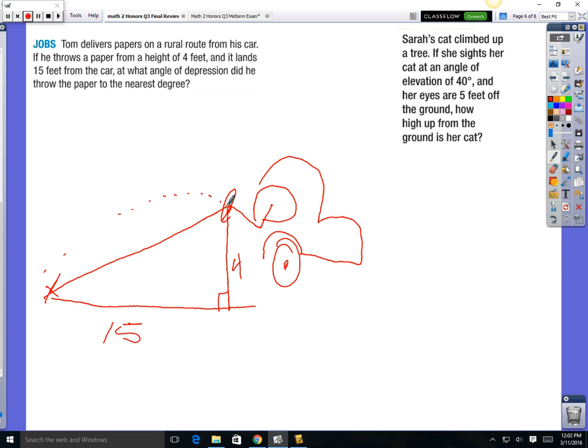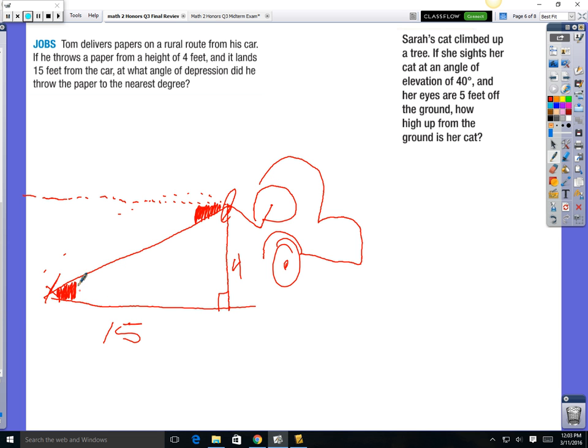Now, here is usually, there's your line of sight right there. Angle of depression, so that's going down. This is the angle we want right here. The angle from straight across, his normal line of sight, to going down. So this angle is the exact same as this angle because they're alternate interior angles. So I'm going to find this one.